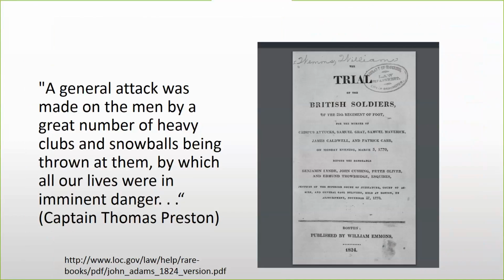So for students to get a really full understanding of the Boston Massacre and the event that occurred there, they'll need to dig more deeply in the archive. So, for example, they might read some of the transcript from the trial of the British soldiers who were actually famously represented by John Adams, and the words of their captain, Thomas Preston, who noted that the soldiers felt that they were under attack by the colonists.